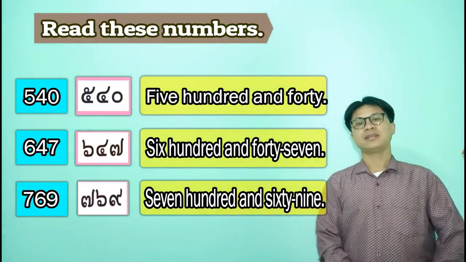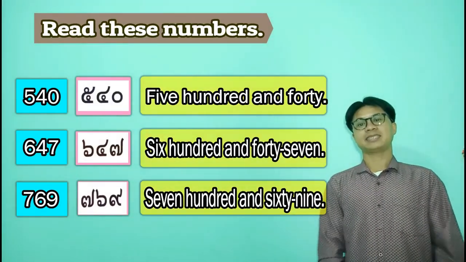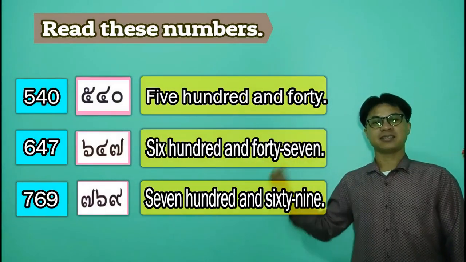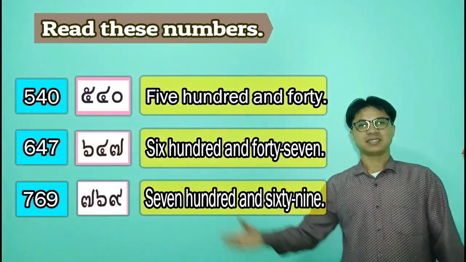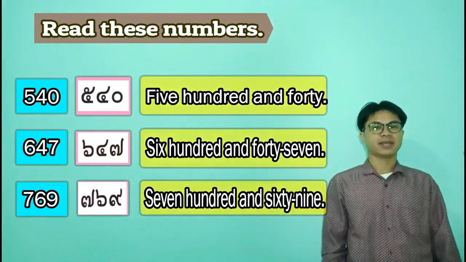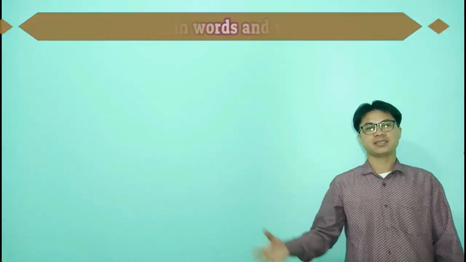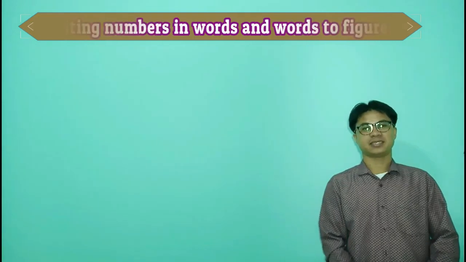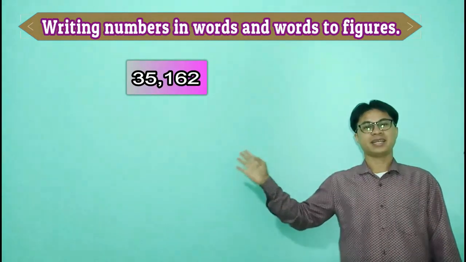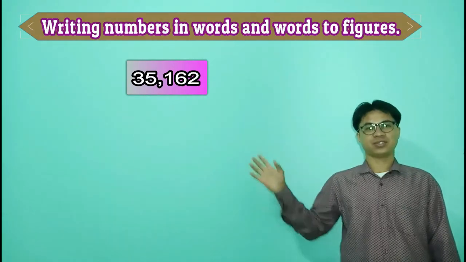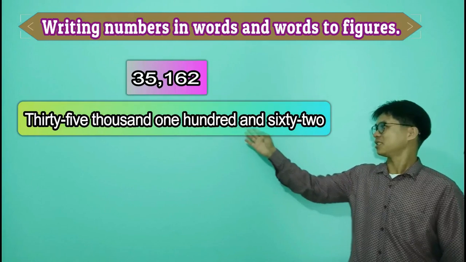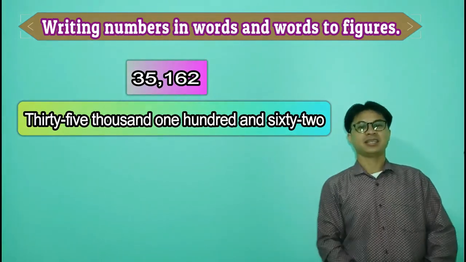And the last one here, example, 769. So you can see here also the Hindu Arabic numerals, the Thai numerals, and in words. So this is how to read and write the number in words. Okay, another example here. Let's try to write this number in words. So for example, we have here number 35,162. Okay, so look at here. 35,162. So this is how to write this number in words.